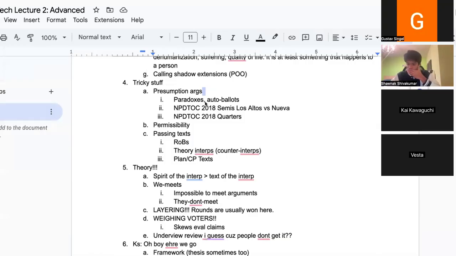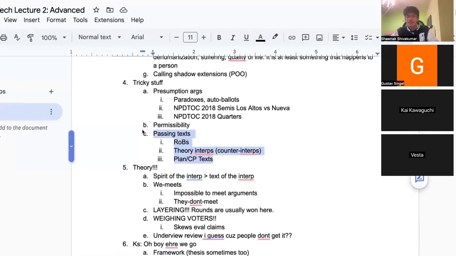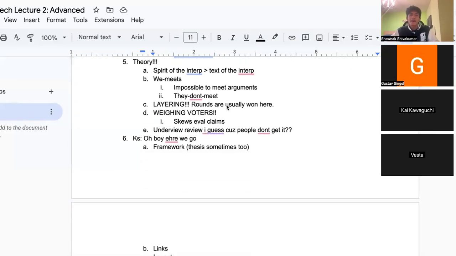Yeah, good stuff. So why is passing text under this trick section? Oh, I just said tricky stuff. It wasn't like tricks. I don't know. I didn't have a better place to put it. I don't know why it's there. Okay.